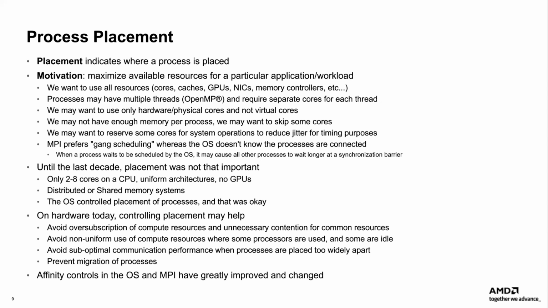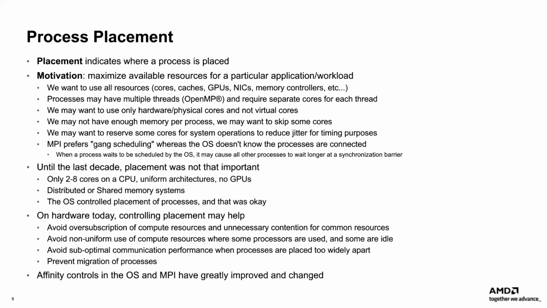We just want to have fewer processes. In some other cases, we may want to reserve some cores for system operations. Or MPI prefers gang scheduling, whereas the operating system doesn't know that these processes are connected. The reason is that when a process is waiting to be scheduled by the operating system, it may cause all the other processes to wait at a synchronization barrier. So there are different cases why we may want to choose placement properly.